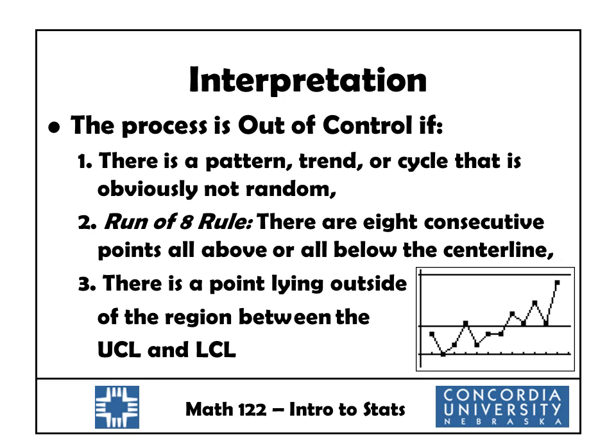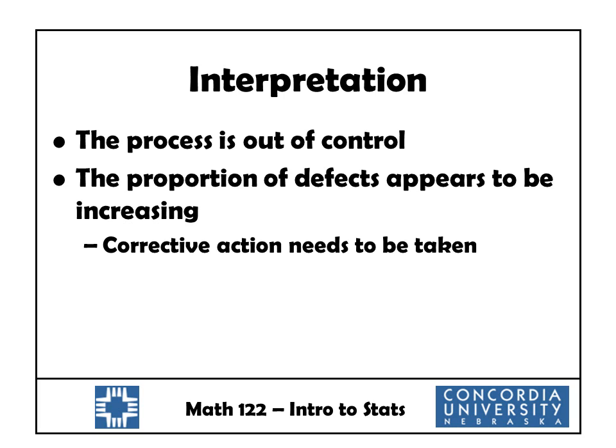The second criteria is the run of 8 rule. Notice that there are not 8 consecutive points all above or below the center line, so we don't meet that criteria. Third criteria, none of our points is above or below the upper or lower control limit, so the third criteria doesn't apply. However, the first one does. There is a pattern to those sample proportions, so we would conclude that the process is out of control.